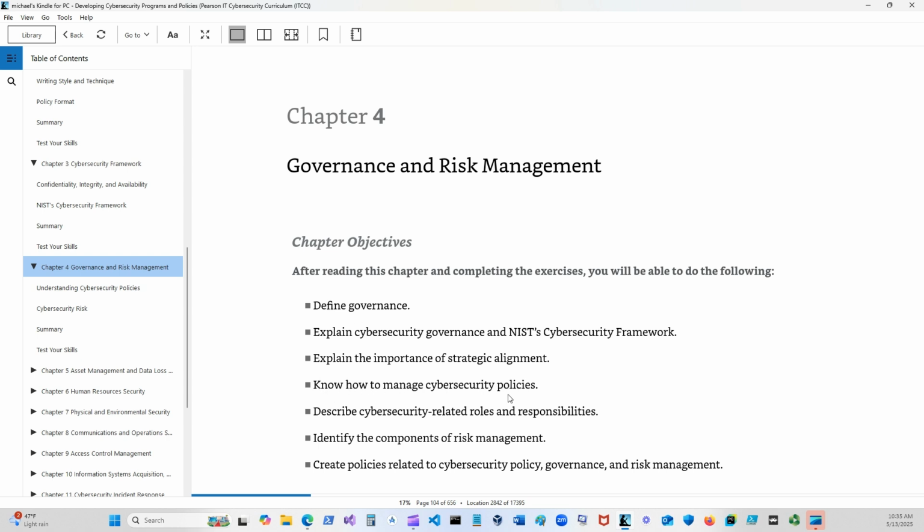Know how to manage cybersecurity policies. Describe cybersecurity related roles and responsibilities. Identify the components of risk management. Create policies related to cybersecurity policy, governance, and risk management.